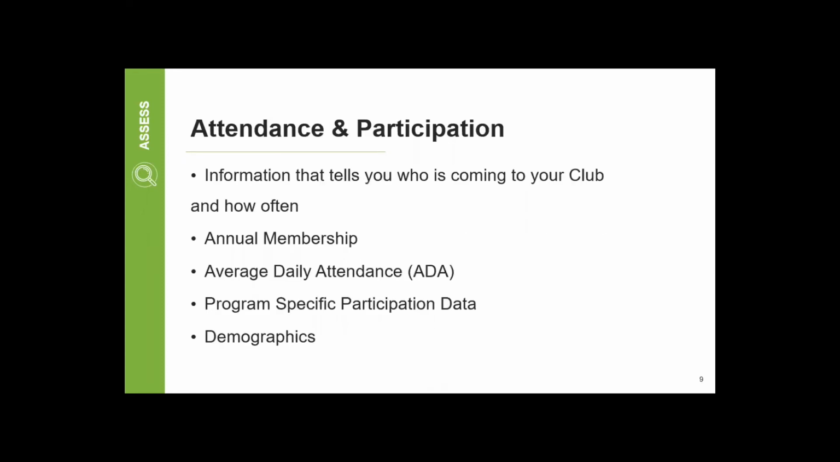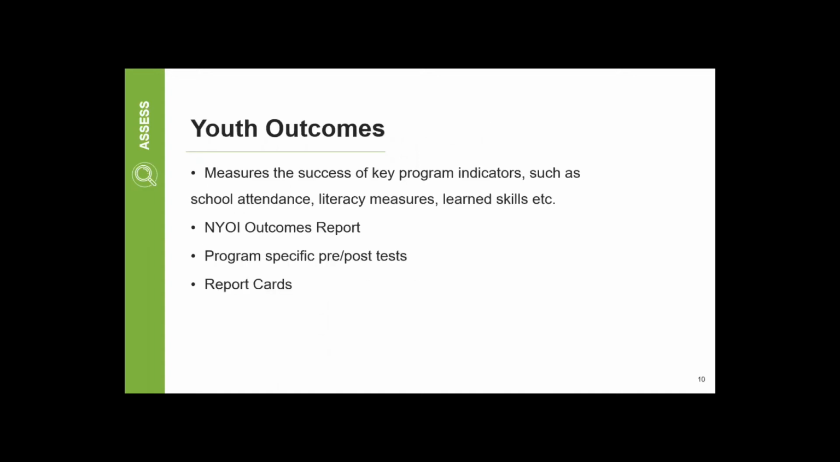Next, we move on to attendance and participation. This information tells you who is coming to your club and how often, is the simplest way to put it. Oftentimes for clubs, this looks like annual membership, average daily attendance, program-specific participation data. So like who is coming to Smart Girls, who's doing your STEM programs, and all of that. It can also be broken down demographically. This is data that we often collect without thinking about it, but it's enormously useful when paired with everything else we're looking at. Next, we have youth outcomes.